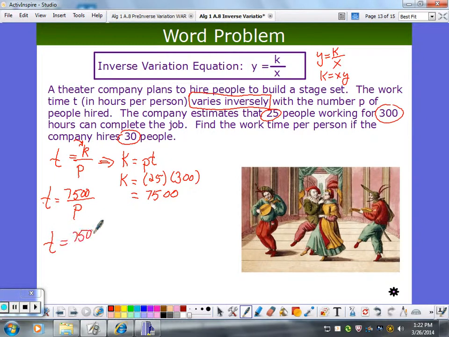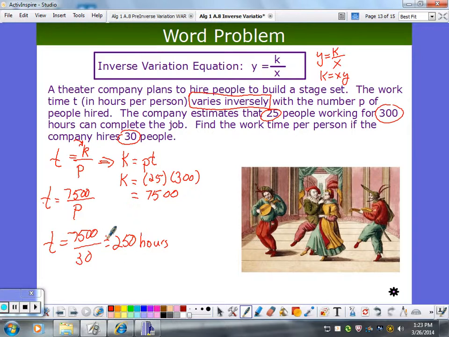So we do that. 7,500 over 30, well what's that? 250 hours. So does that make sense? I added more people, it's taking less time. So if you go through this and you get a number bigger than 300, you think, wow, I must have made a mistake somewhere, that doesn't even make sense. If your number of people goes up, then your hours should go down.